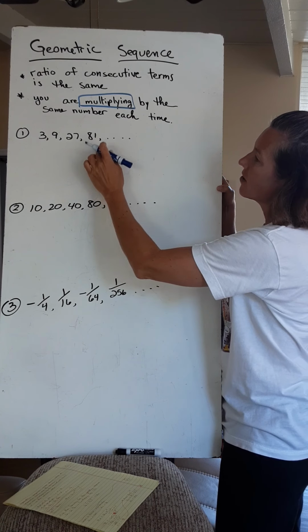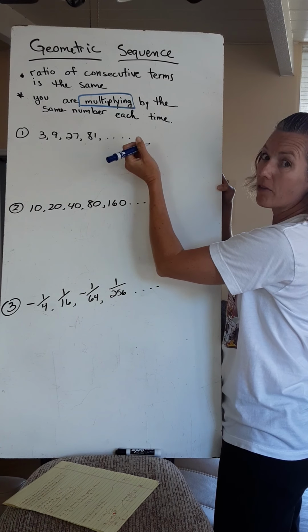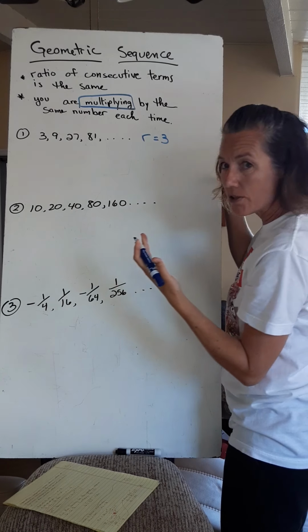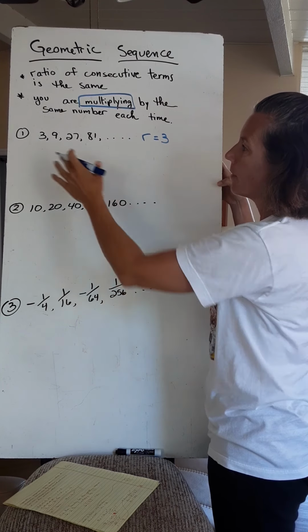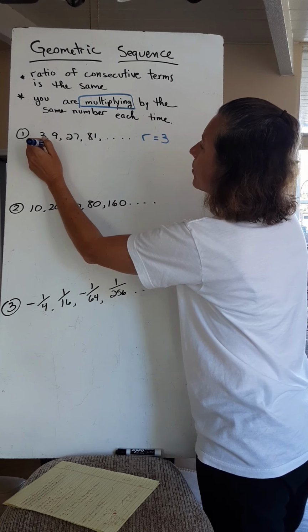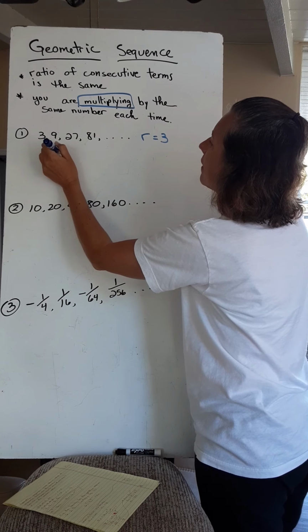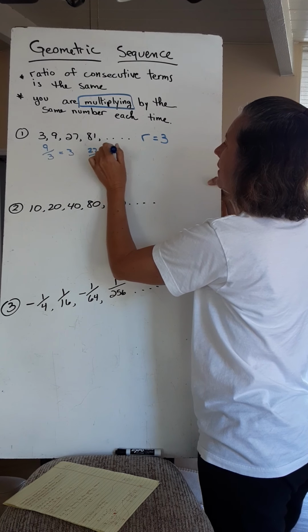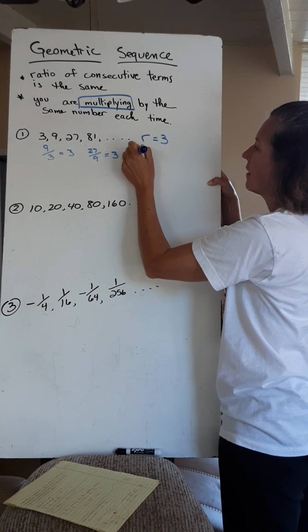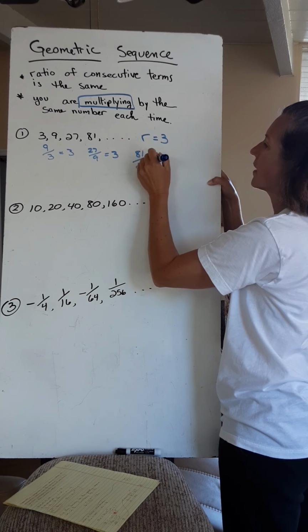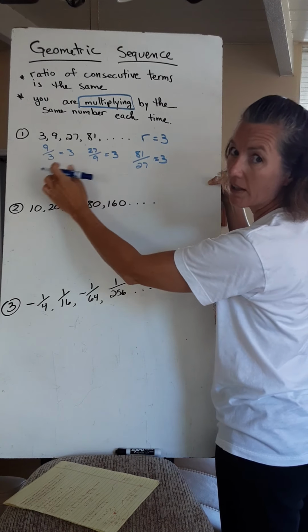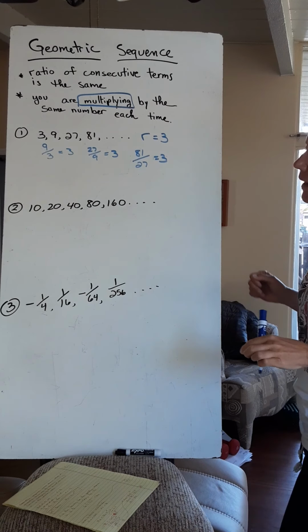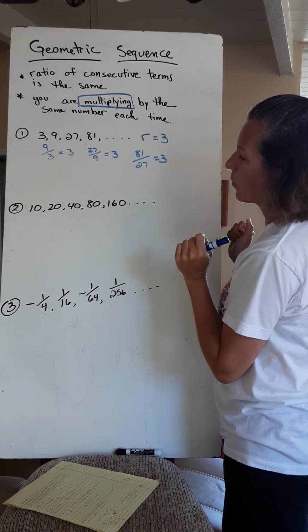Here, obviously you can tell you're multiplying by 3 every time, so your ratio is 3. If you want to do the ratio way, because they're not always as simple, you would just say 9/3, that's 3, 27/9 is 3, 81/27 is 3. So here you get the same ratio every time. It was obvious in this one that it's 3. It's pretty obvious in the second one as well.